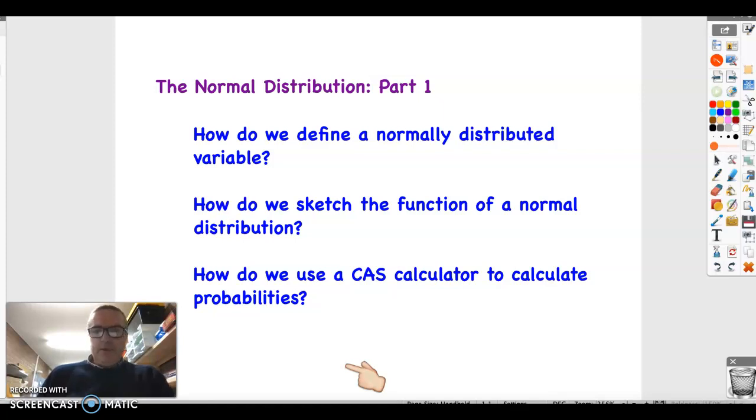G'day everybody. In this lesson we're going to begin covering the normal distribution for probability. I'm going to cover this topic in 3 lessons. This is part 1. In this lesson we're going to talk about how we define a normally distributed variable. We'll do a lot of sketching of functions that are normally distributed, and we're going to use our CAS calculator to calculate probabilities with the normal distribution.